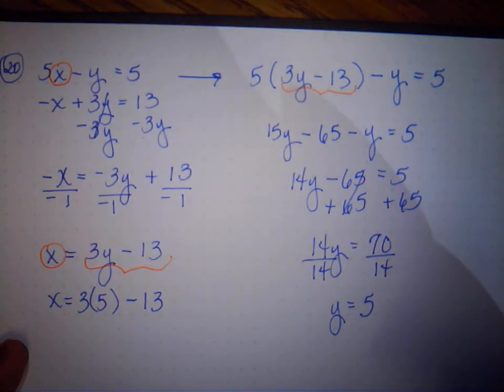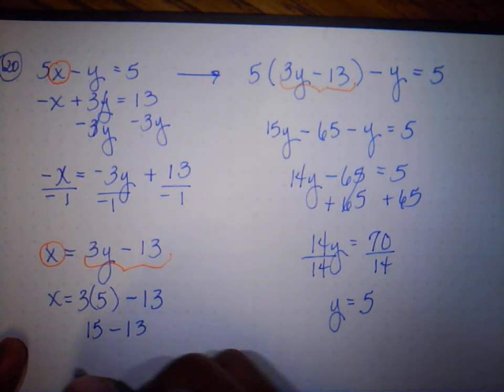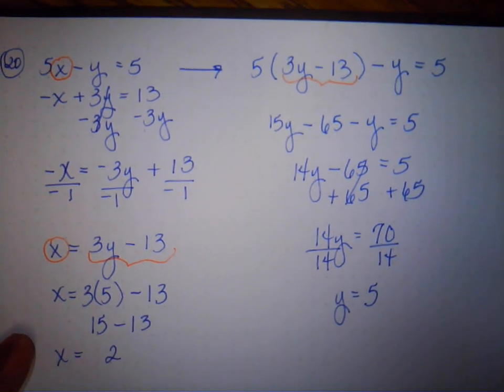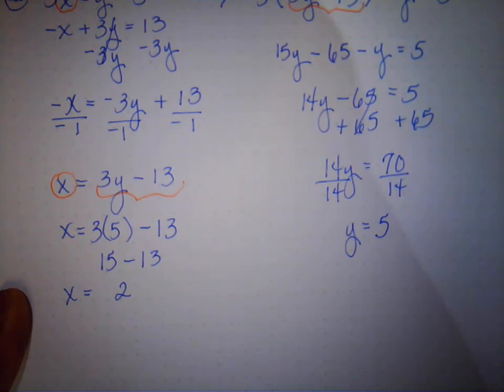So 3 times 5 is what? Naturally, it's 15. And 15 minus 13 is what? So x equals 2. So my final answer, young people, I beg your pardon?